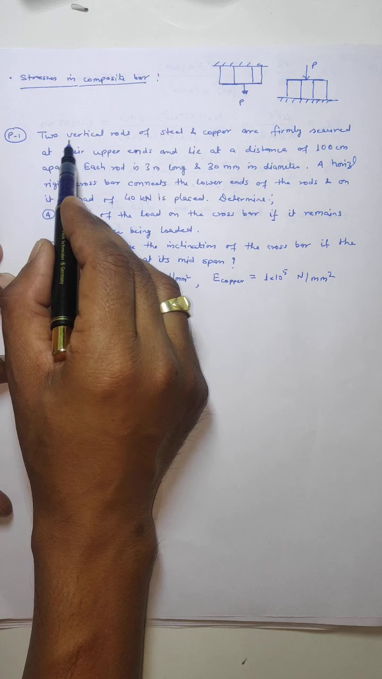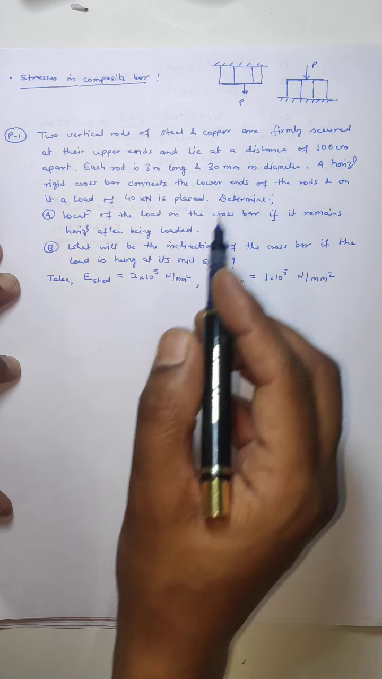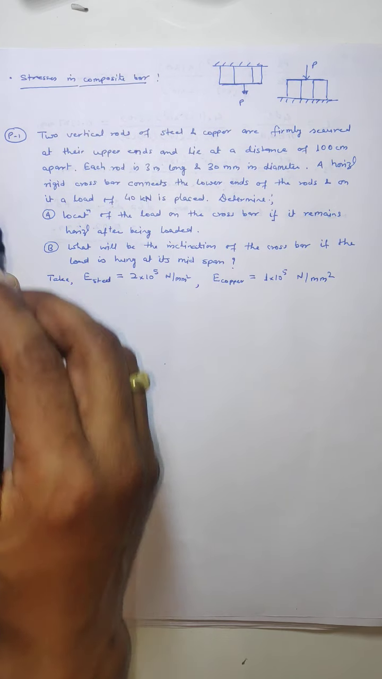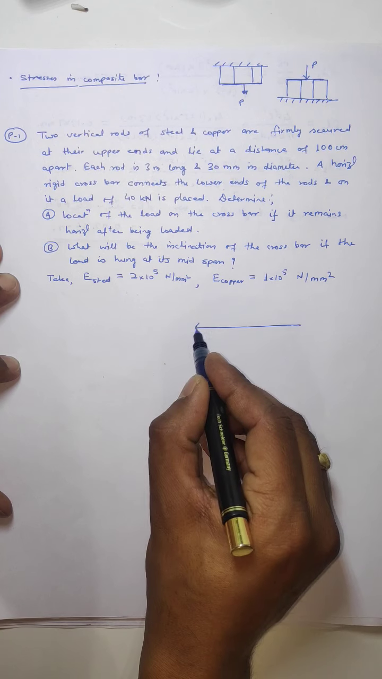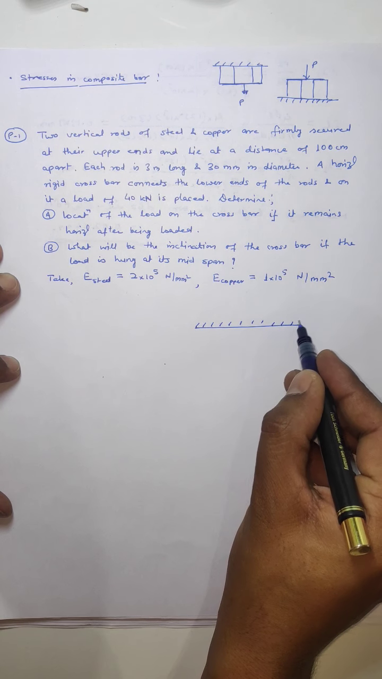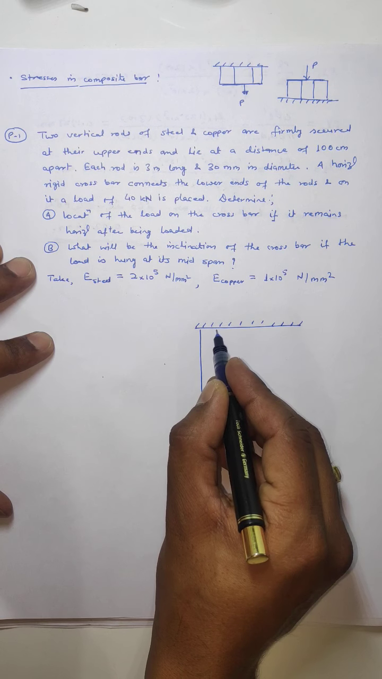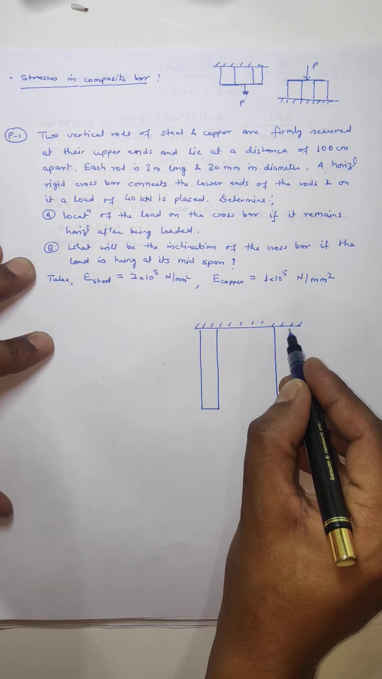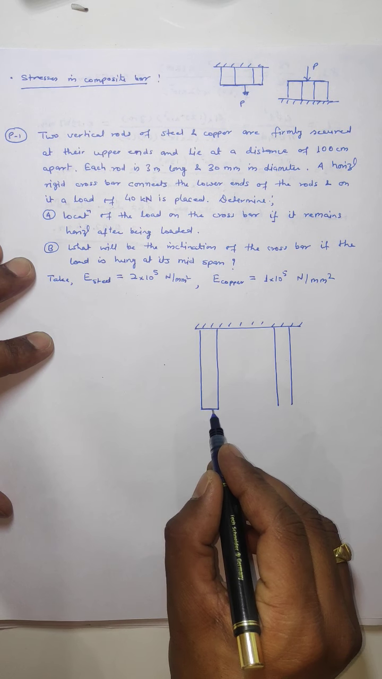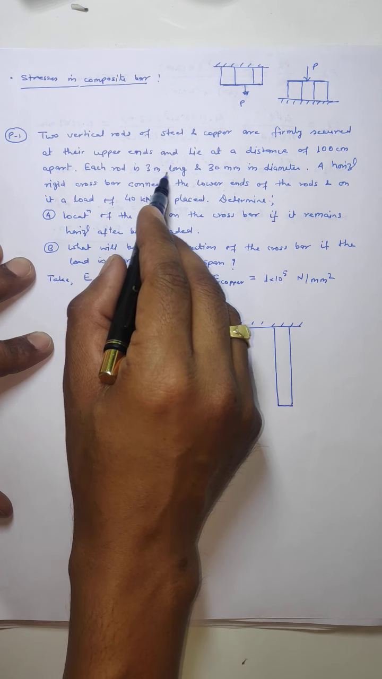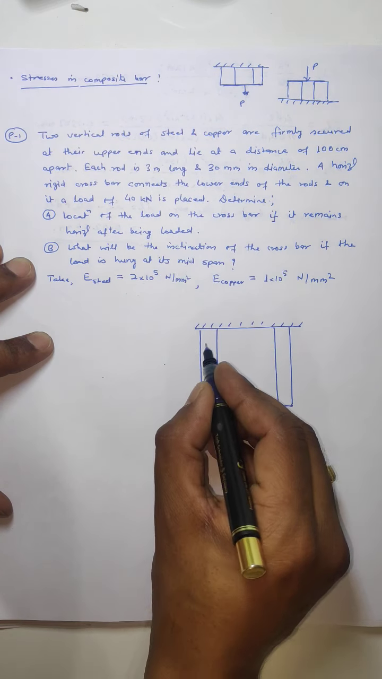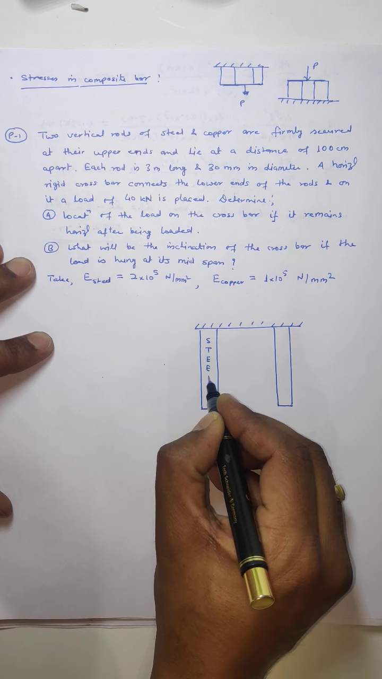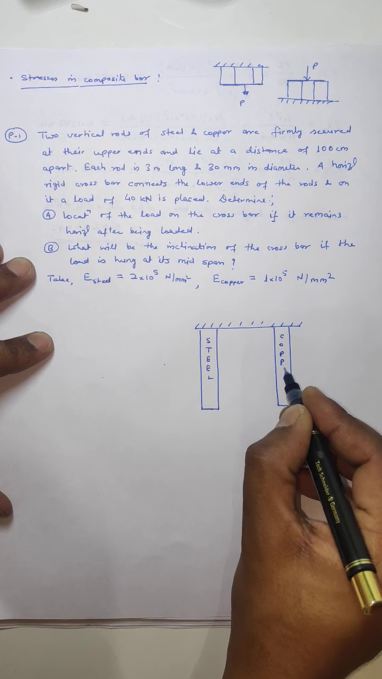Let us see. The two vertical rods of steel and copper are firmly secured at their upper ends and lie at a distance of 100 centimeter apart. Suppose we are having a roof and on it there are two bars. One is steel, another is copper. Same cross sectional area and same length, each 3 meter long and of 30 mm in diameter. Cross sectional area and length are the same. This is steel rod and this is copper.